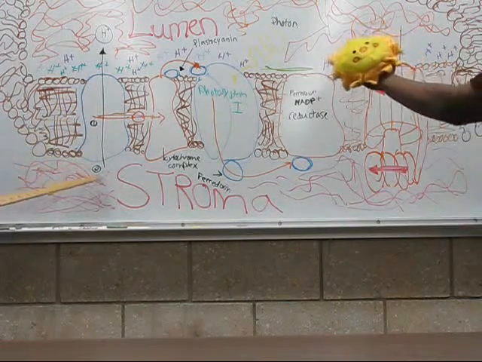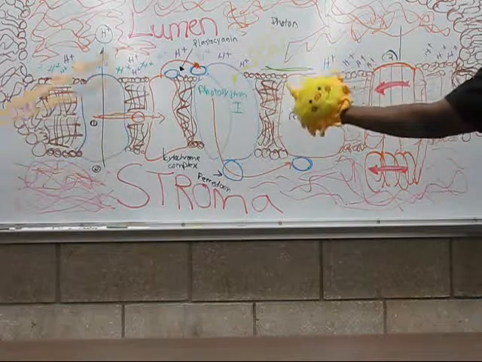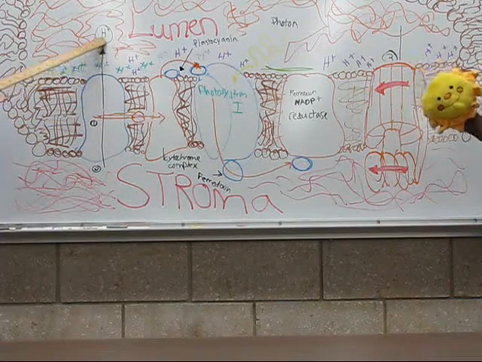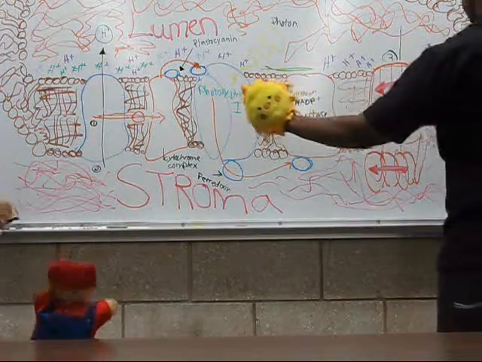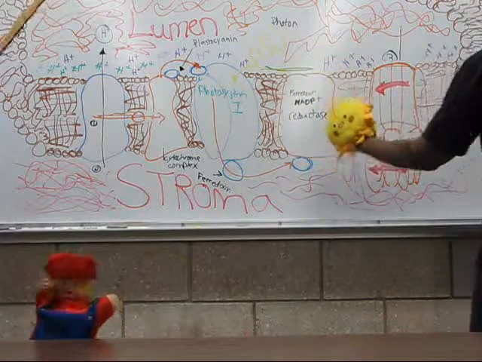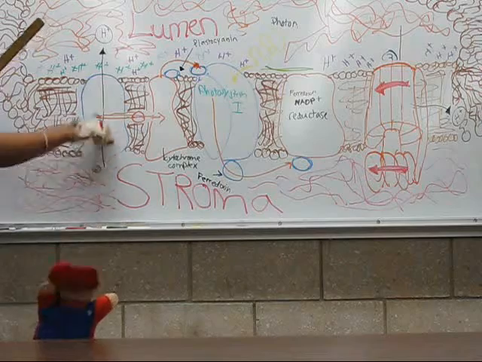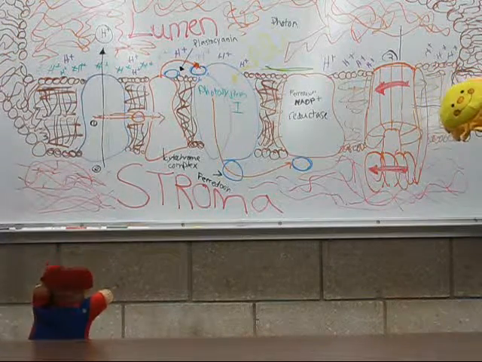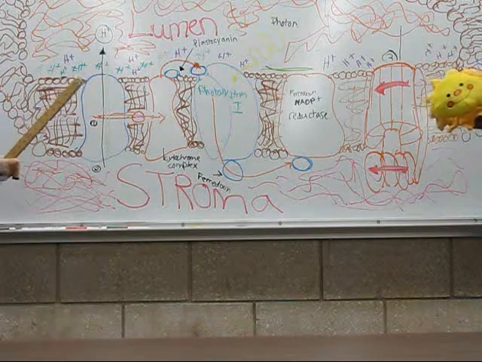Energy released during electron transport is used to transport H plus from the stroma to the thylakoid lumen, where a high concentration of H plus accumulates. H plus are prevented from diffusing back into the stroma, except through special channels in ATP synthase in the thylakoid membrane.